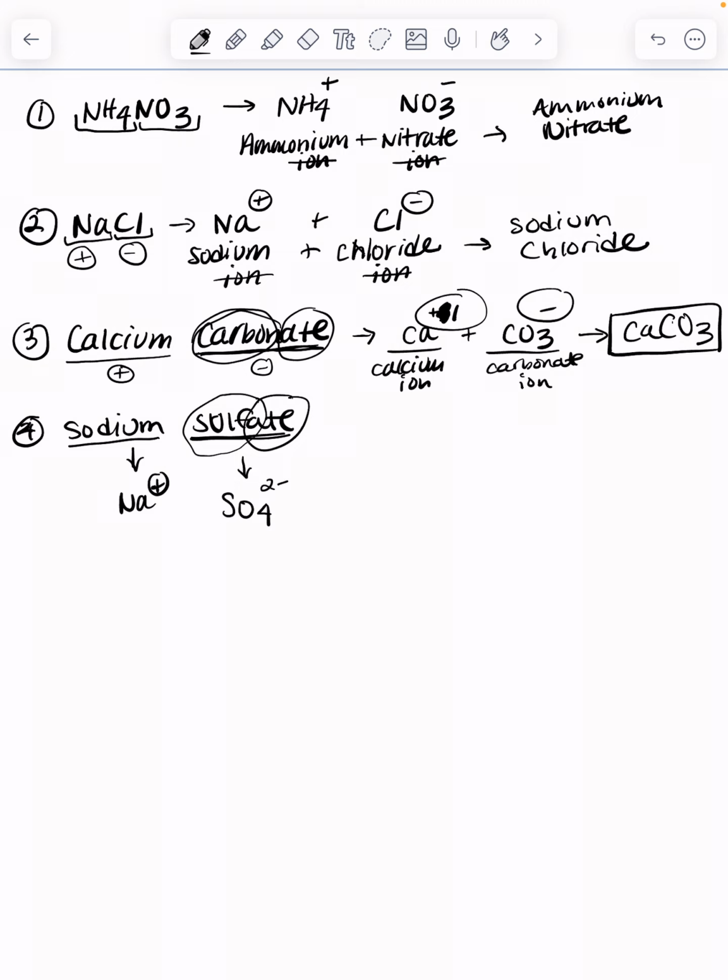SO4 2-, right? So if I put these together and I balance them out, I will need 2 of my sodiums per 1 of my sulfates. So then I can just write it Na2SO4, sodium sulfate. All right, and that is the end of our ionic compound lecture.